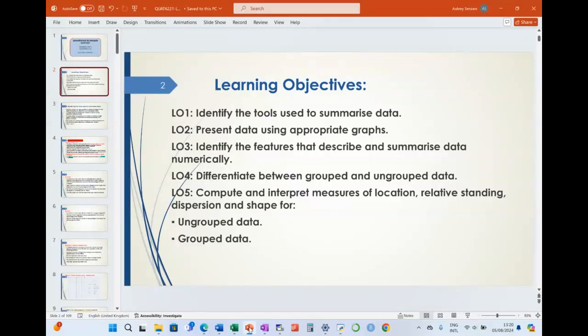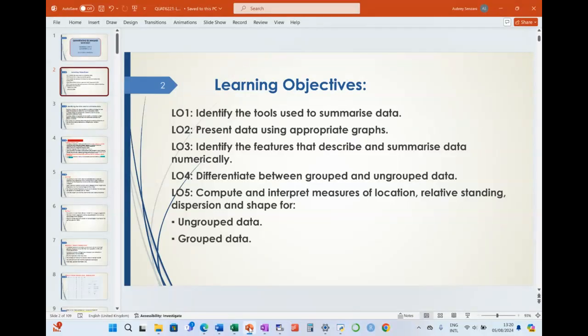Then thirdly, the third learning outcome there is identify the features that describe and summarize data numerically. We already know that we have categorical data and then we have numeric data. Differentiate between grouped and ungrouped data. This is something we probably were doing unconsciously when we were in primary or in high school. And then compute, interpret measures of location. You'll see again there, somebody was mentioning about median, mode, and whatnot.